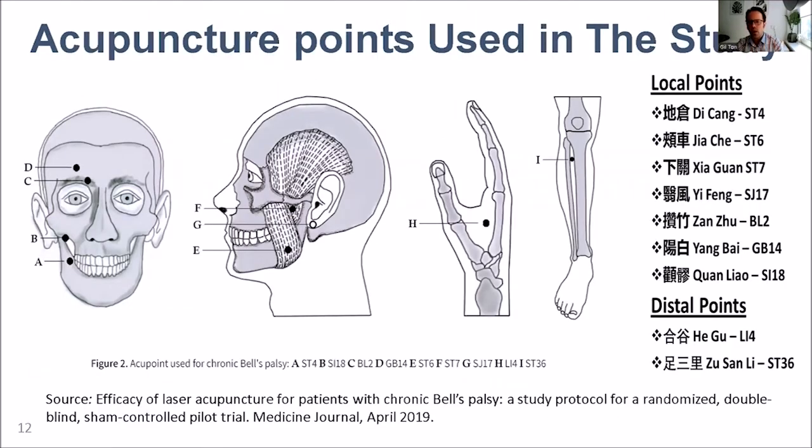So the points we used on the affected side, we use 7 local points, as you can see from the figure. The majority of them are Yang-Ming channel points. As well, we use Sanjiao 17. This is the area where the facial nerve comes outside to the outer part of the face. We use bladder 2, gallbladder 14, and small intestine 18. In terms of the distal points, we use large intestine 4 and stomach 36, bilaterally. Large intestine 4 is the command point of the face, and stomach 36 was added due to its ability to tonify the qi of the Yang Ming, and it's good to use in chronic conditions.